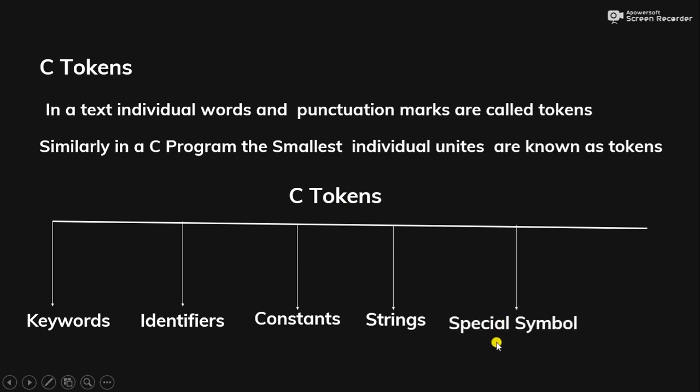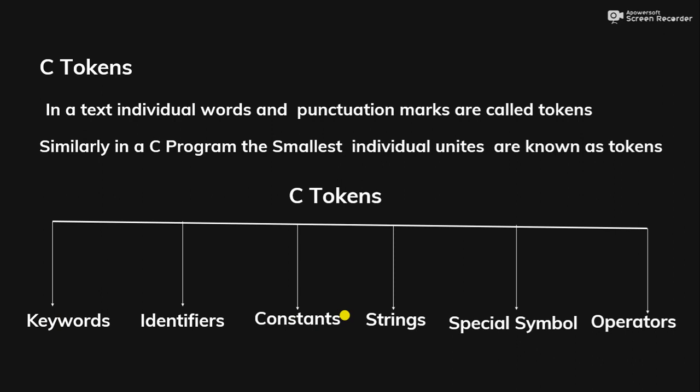The next type of C tokens after strings is the special symbols. Special symbols like opening curly braces, closing curly braces, punctuation marks, semicolon, and colon come under special symbols. And the last type of C tokens are operators. The operators are plus, multiplication, division, subtraction, modulus, and, or. So these come under the operators.